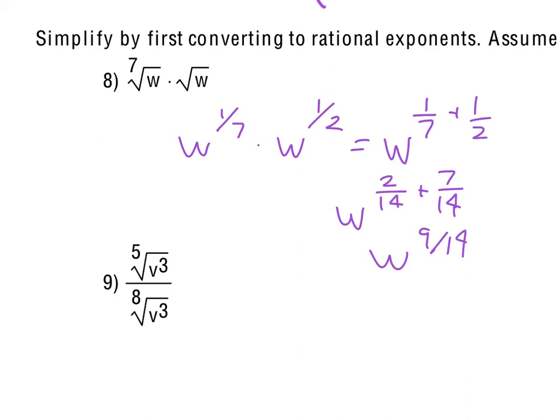Now they mention, again, simplified by first converting to rational exponents. They don't say to necessarily write the answer as a rational exponent, so my rule of thumb is if it starts in radical form, that's how we should end it. And so really for my answer there, I'd have the 14th root of w to the 9th power.